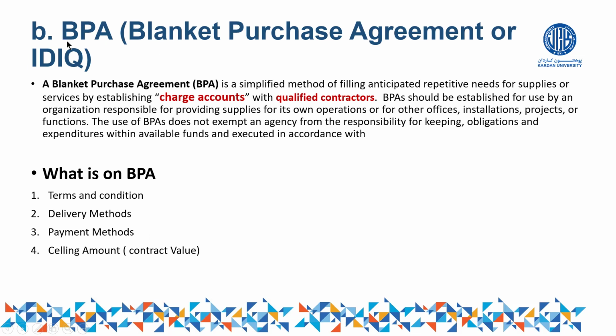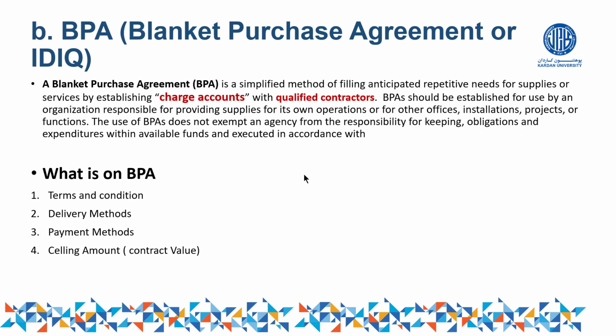The second type of contract is BPA, blanket purchase agreement. A blanket purchase agreement is a simplified method of filling anticipated repetitive needs for supply or service by establishing charge accounts with a qualified contractor. In this case, it is not a one-time purchase order. We make a contract with a qualified supplier, and we order from them each time we need a particular product. For that, we create an account, and anytime they supply to us, they directly record it in our account. So it is a kind of repetitive purchase order. Instead of a one-time purchase order, if we repeatedly need a particular product, there is no need to go through all those steps again and again.